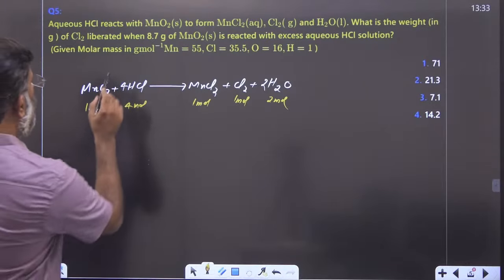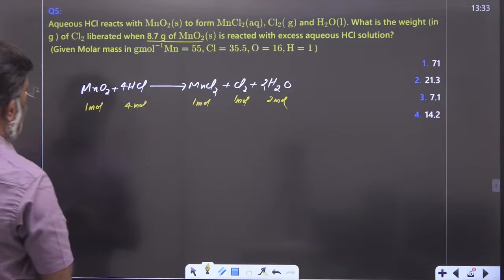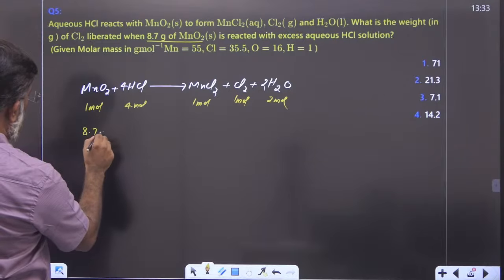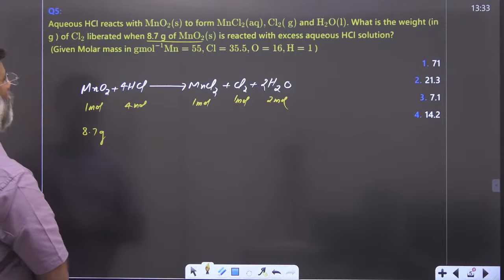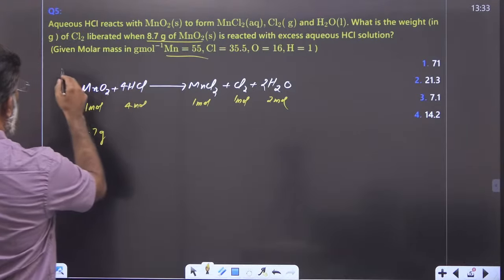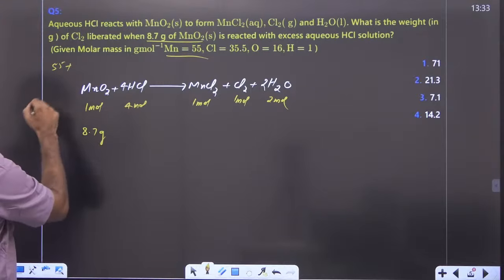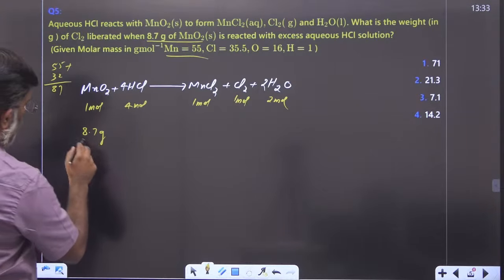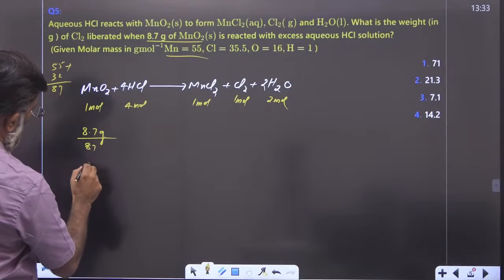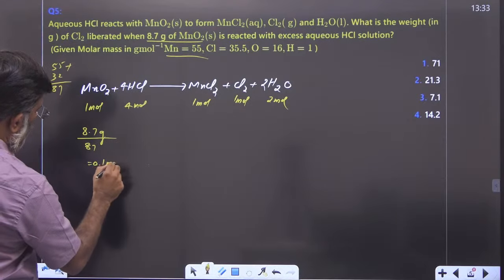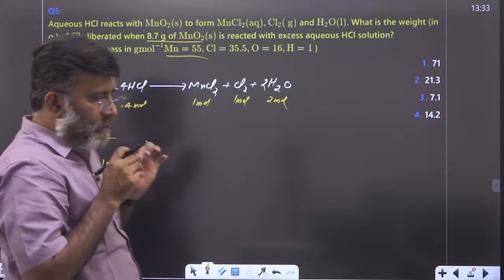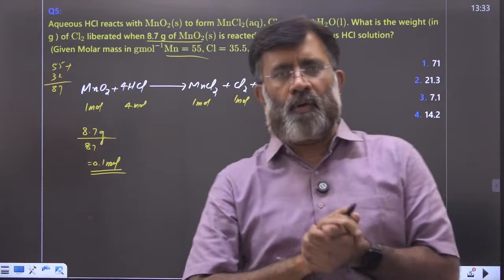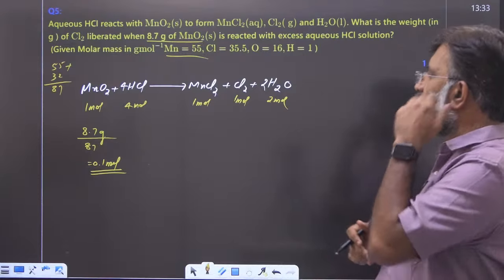We are taking 8.7 gram of MnO2. What is the molar mass of MnO2? Manganese 55, 55 plus 32 means 87. So 8.7 divided by 87, it is 0.1 mole. MnO2 taken is 0.1 mole.